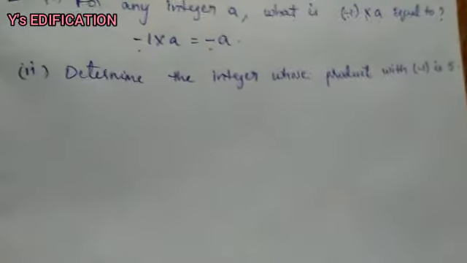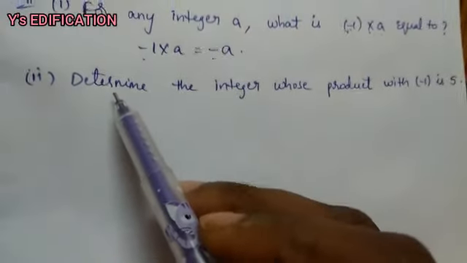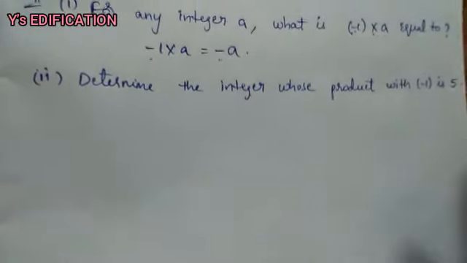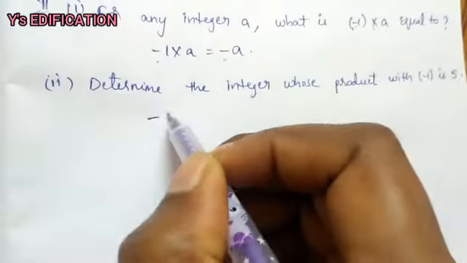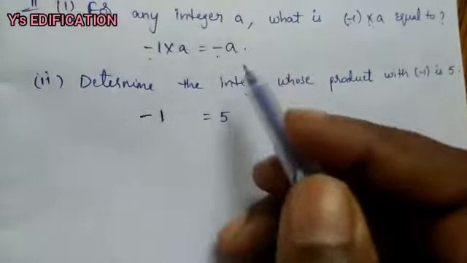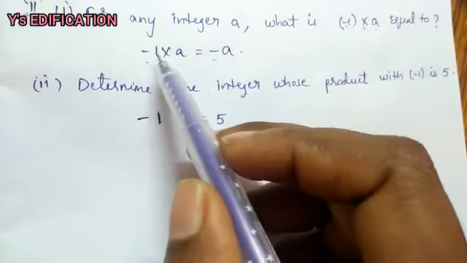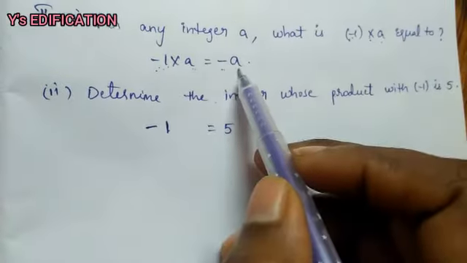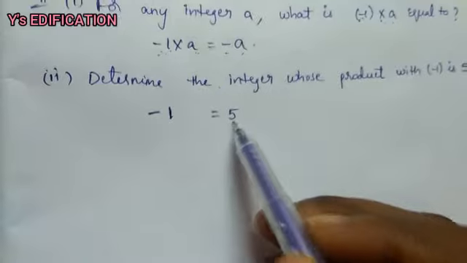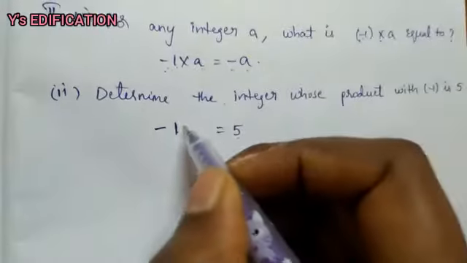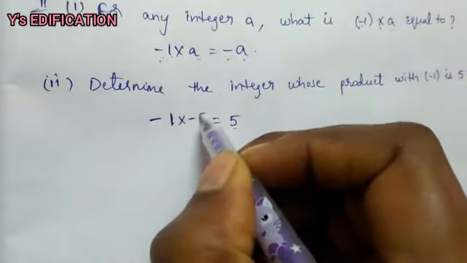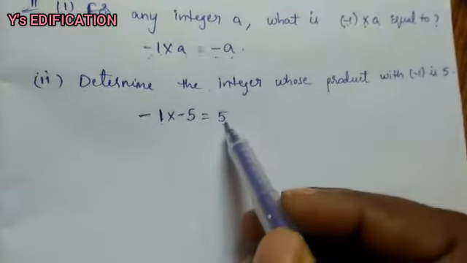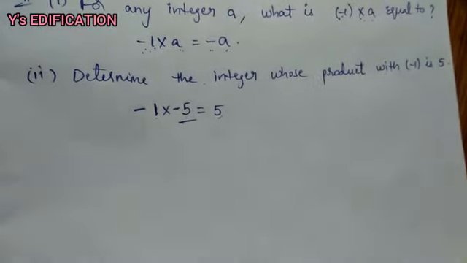Okay. So in the same way, try to solve this question. Determine the integer whose product with minus 1 is 5. Product with minus 1 is 5. What we have done here, minus 1 into A, when we multiply a negative integer with a positive integer, the answer is a negative integer. Here, the result is a positive integer. So, what we have to multiply? We have to multiply with a negative integer. Minus 5. So, minus into minus is plus. 1 into 5 is 5. So, the answer is minus 5.